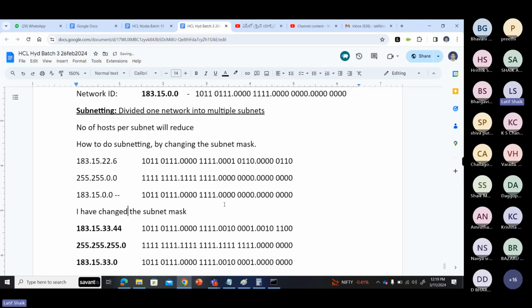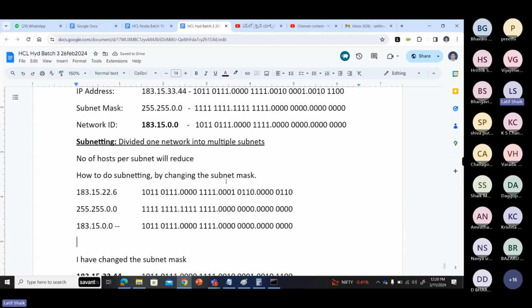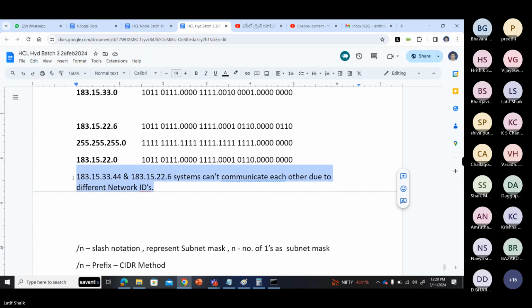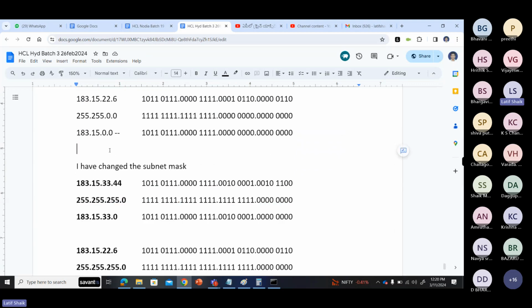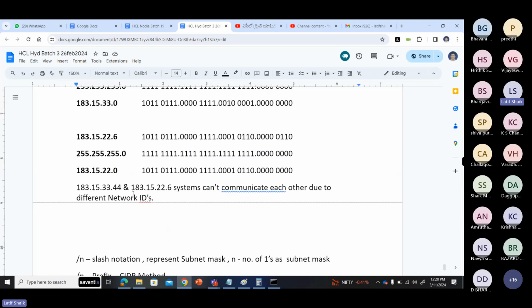And in this one, again, I will write the same statement, but a little different. They can communicate with each other due to the same network ID. The same network. Now I have changed the subnet mask. Then you can see the calculation.